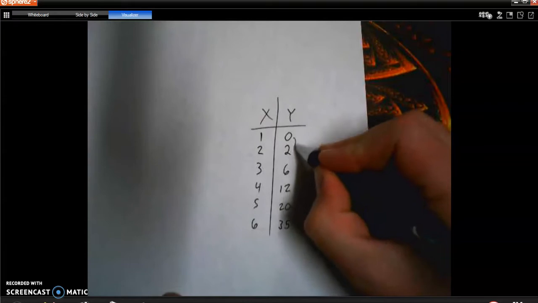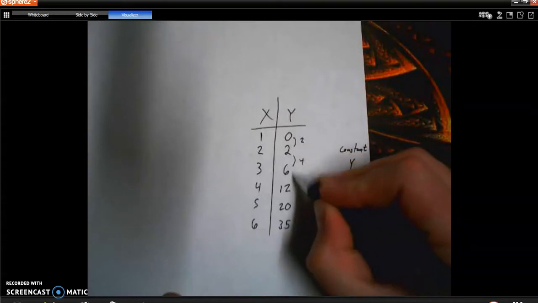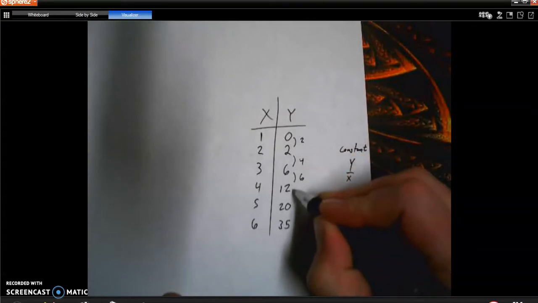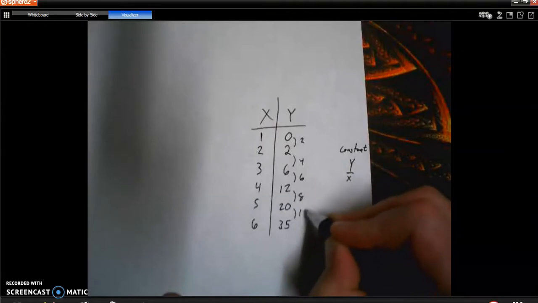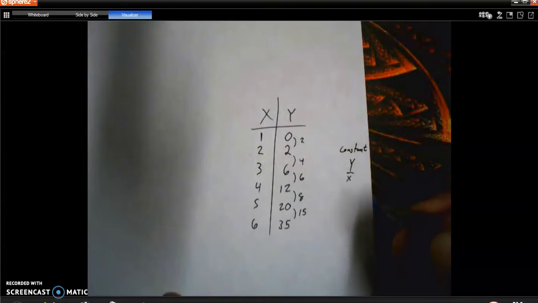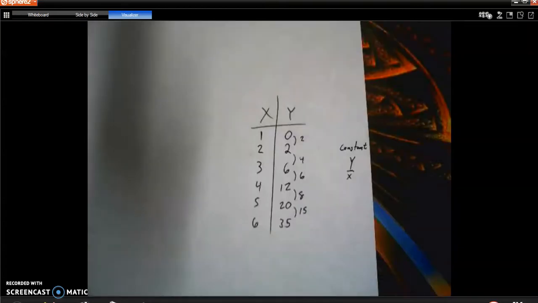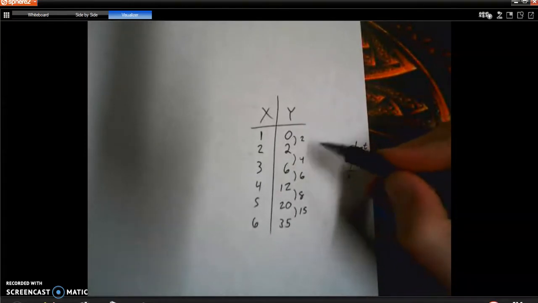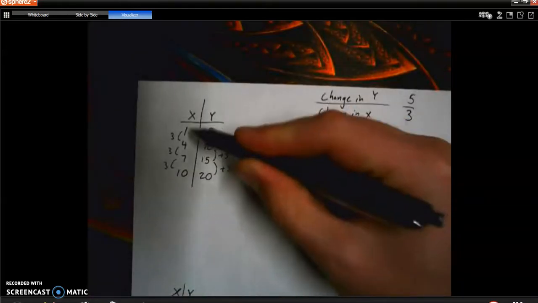So from 0 to 2, it goes up 2. From 2 to 6, it goes up 4. From 6 to 12, it goes up 6. From 12 to 20, it goes up 8. From 20 to 35, it goes up 15. I'm not seeing a constant. I need to be seeing a constant. It needs to be changing by the same number every time. 5, 5, 5, 5, 3, 3, 3. In this case, it's not.